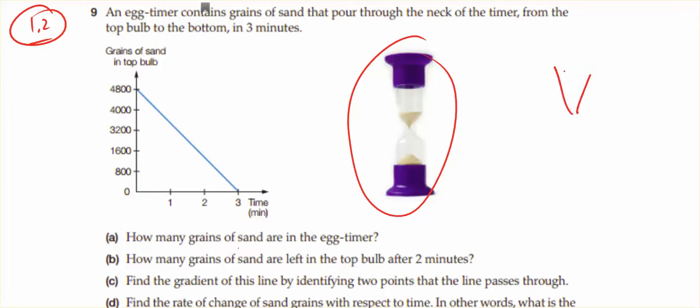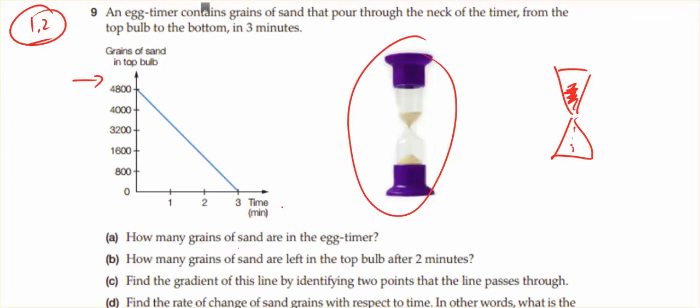Basically, we've got sand at the top. When you tip it over, all the sand's at the top, and it slowly trickles down until all the sand comes to the bottom, in which time your egg is ready. So they've given us a graph of the relationship between the grains of sand on the top of the hourglass and the time.